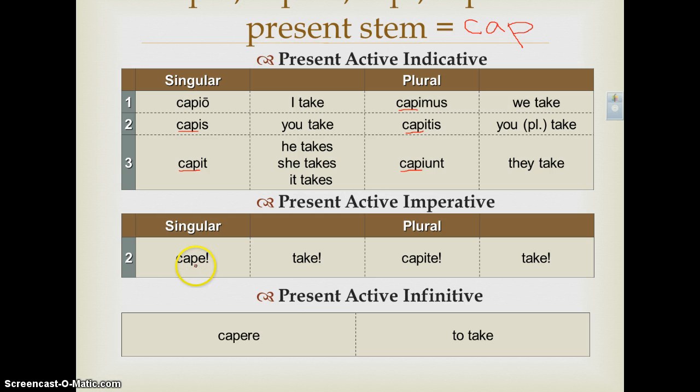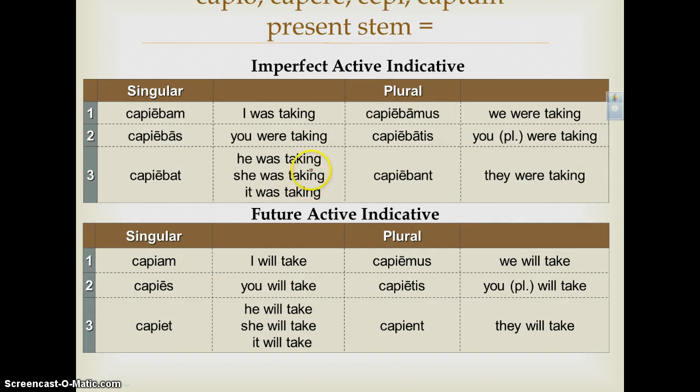Notice present stem plus an E for the singular imperative, ITE for the plural. So take: cape, capite. Our second principal part being the present active infinitive. And then again, we have our present stem, CAP, to which we add the IE and then the imperfect ending. So capiebam, capiebas, capiebat, capiebamus, capiebatis, capiebant. I was taking, you were taking, he, she, or it was taking, etc.